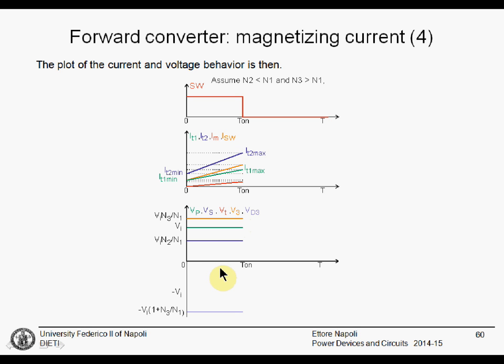For the voltages, the primary voltage is VI, the secondary voltage will be scaled down by N2 divided N1. The transistor voltage is 0 because the transistor is on, and we just have the on-state voltage drop. V3 is positive and larger than VI, and the voltage drop on the diode is negative. The diode is reverse biased and is larger than VI.